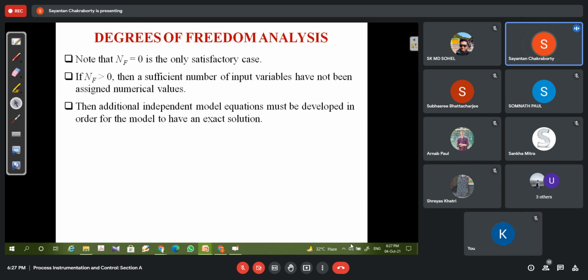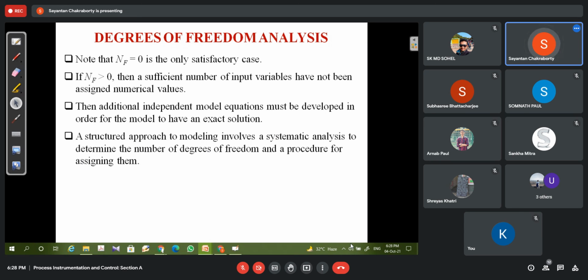So what you can do, you can write down additional independent model equations based on these variables. They may be input variables like disturbance variables or manipulated variables. If you define them to be disturbance variables or manipulated variables and express this NF number of variables by their independent relationships, then you'll get additional model equations such that at the end of the day, NF will again become 0, because you have arrived at additional equations so that the number of variables is now equal to the number of equations.